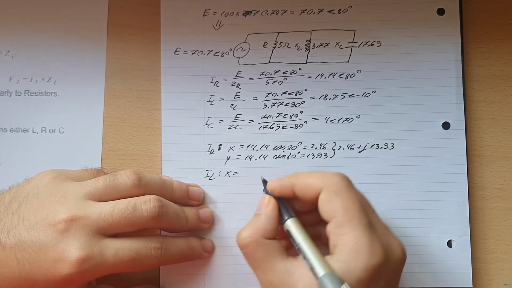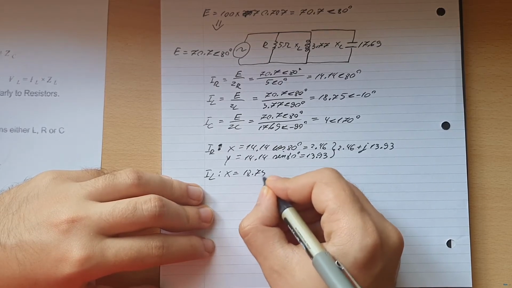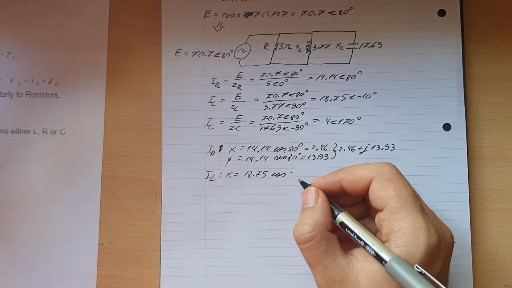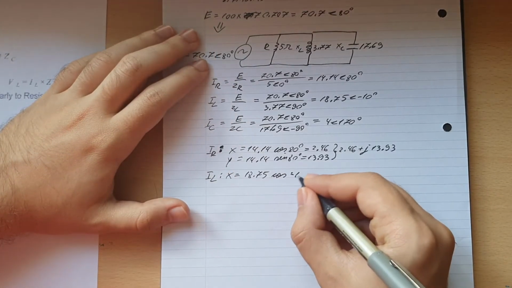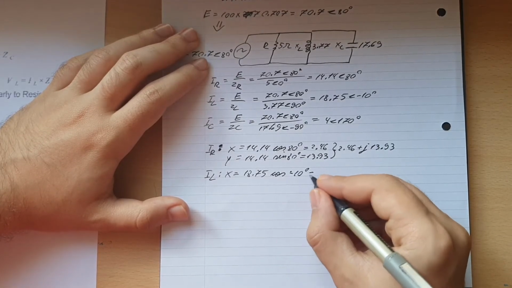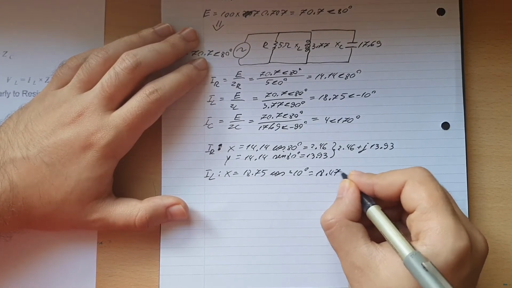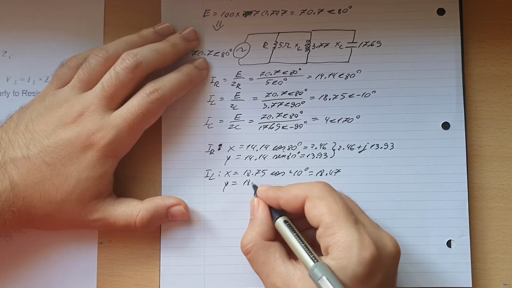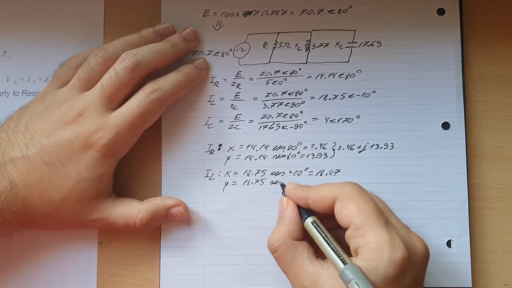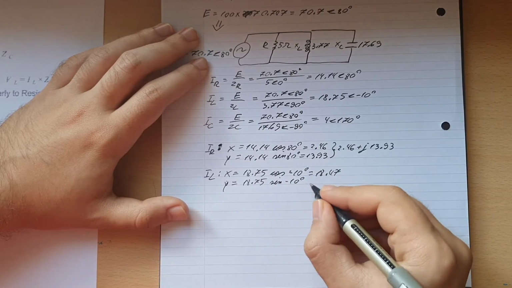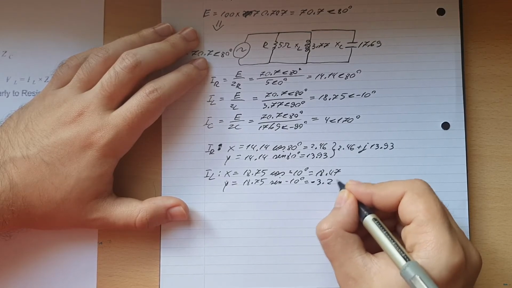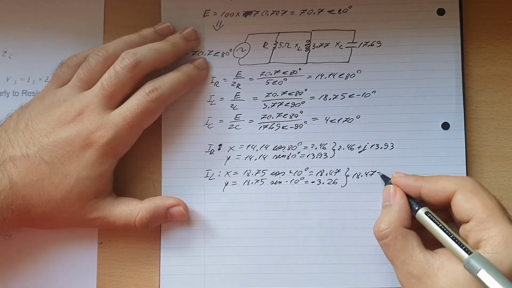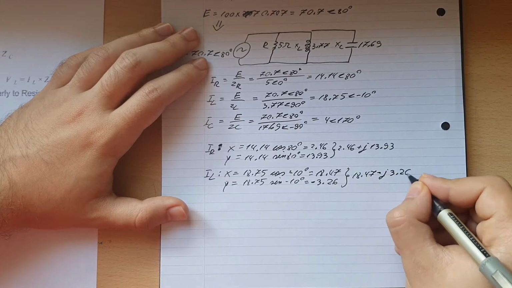The x value will be equal with 18.75 cos minus 10 degrees, which is equal with 18.47, and then y will be equal with 18.75 sine minus 10 degrees, and that one will be equal to minus 3.26. Together they will be 18.47 minus j 3.26.